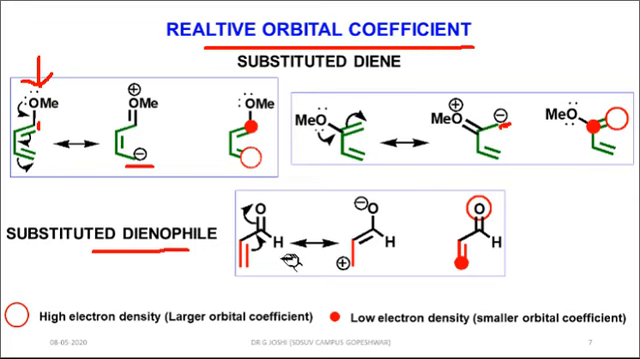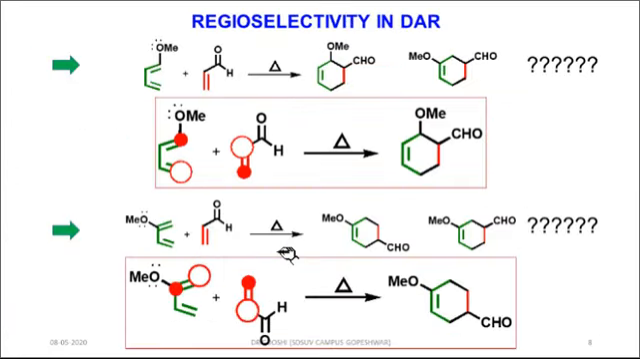Similarly, if we add an electron withdrawing group on the dienophile, that will withdraw the electron from this pi bond, and carbon 2 of the dienophile, this is C1, this is C2, will become more electrophilic compared to carbon 1. Therefore, the orbital coefficient of carbon 2 will be smaller compared to the rest of the carbons. So this phenomenon is very helpful to understand the regiochemistry in the Diels-Alder reaction. Let's see how it happens.